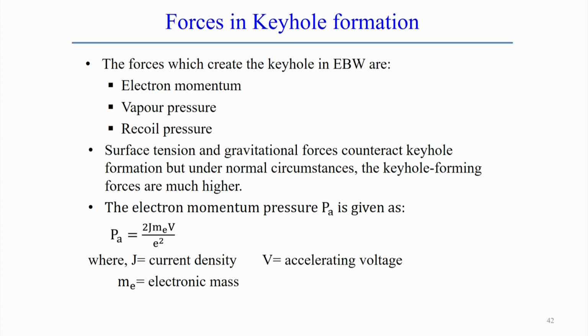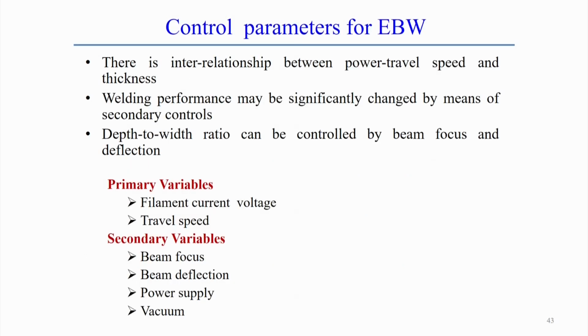Now, we can do a simple calculation. The electron momentum pressure is given by this expression: P_A equals 2 J sqrt(m V / e), where J is the current density, V is the accelerating voltage, and m is the mass of the electron. If you know all these parameters, it is possible to estimate the momentum pressure created by the electron beam. But what are the control parameters of the electron beam welding process?